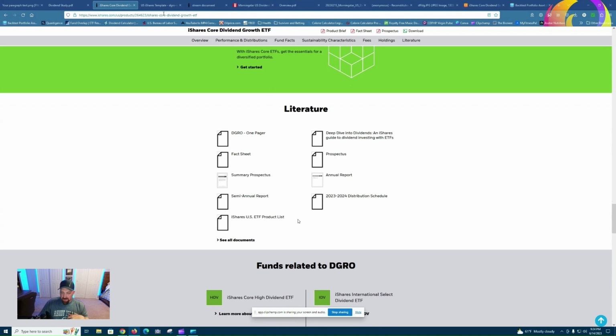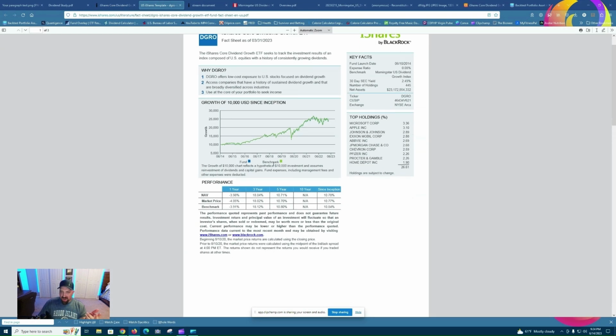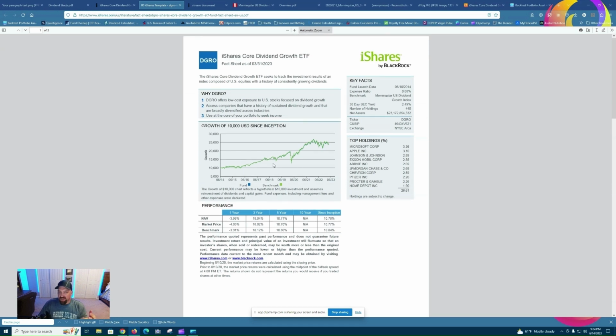All right, so here are some of the sheets. Every ETF you look at has a fact sheet, and then you should look at the prospectus. Some of them have an abridged prospectus. This one has a summary prospectus, so it's much shorter than the full-blown one. And then they have annual reports and so forth. This is the fact sheet. It just gives you a snapshot. It's like a resume of the ETF.